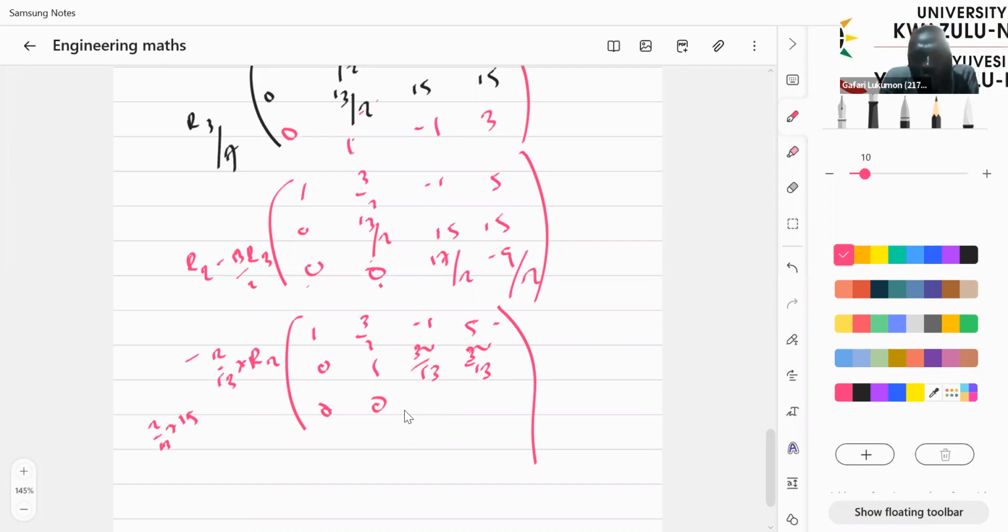Okay, let's say we want to reduce this as well. I can just say 2/17 again. This is not there. 2/17 multiplied by R3. That's going to give me 0, 0. If you multiply 2/17 by 17/2, this is also going to give you 1. Okay, 2/17 multiplied by minus 9/12.